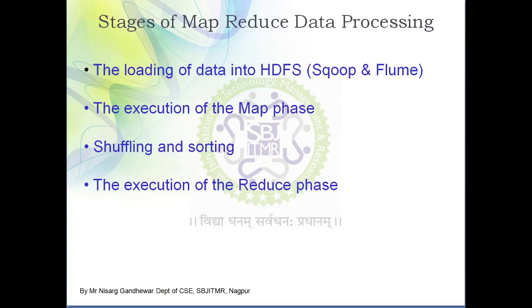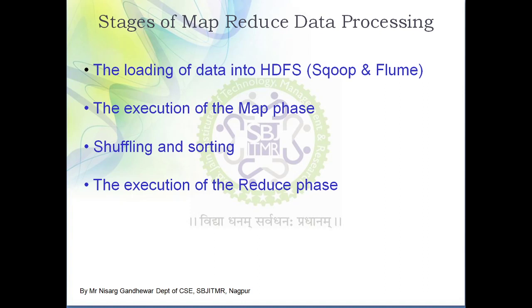So very first, what are the different stages of MapReduce data processing? There are 4 stages involved. One is the loading of data into HDFS. For that purpose we are going to use Sqoop and Flume. We know that in order to process data, we need to store the data in a storage device. In case of big data, we have three kinds of data: structured data, unstructured data, and semi-structured data. So first we need to collect the data from multiple sources and store it in the HDFS.